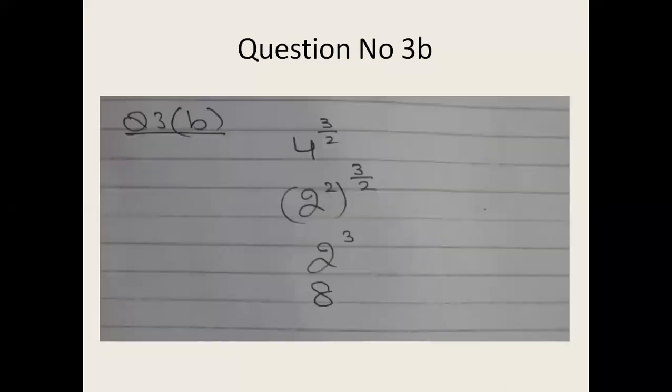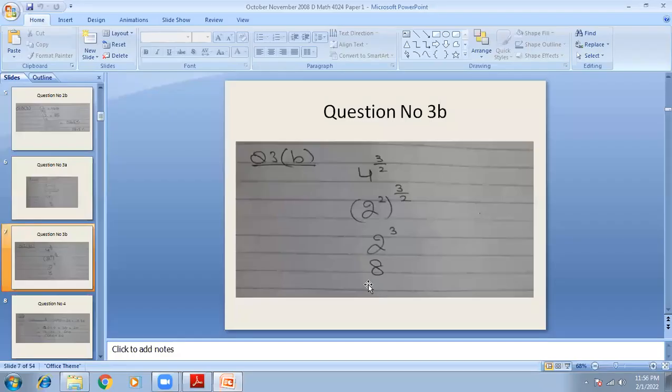Okay. So you have 4 raised to power 3 by 2. So 4 can be substituted with 2 square because 4 is equal to 2 multiplied 2. So in the place of 4, I have written 2 raised to power 2, and then raised to power 3 by 2. You know the power of the power multiplies with each other. So this 2 will multiply with 3 by 2. 2 and 2 will be cancelled. So you will have 3. So 2 raised to power 3. 2 raised to power 3 means 2 multiply 2 multiply 2, and that will be 8. So this is how you do question number 3.